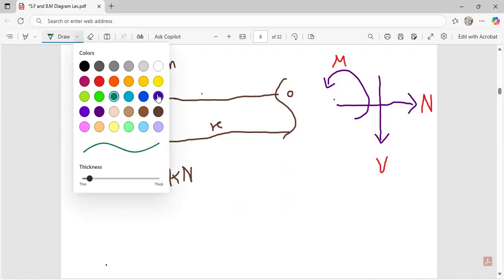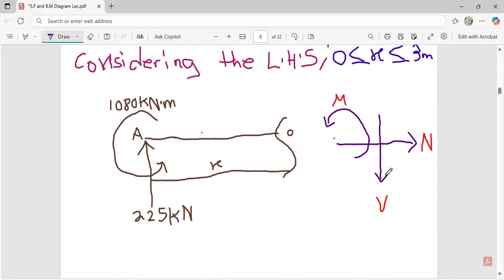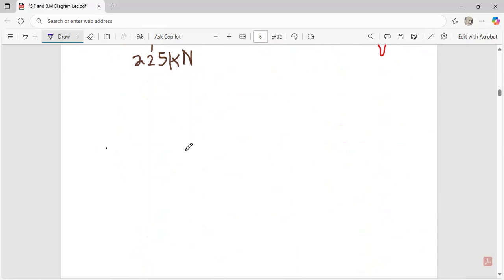So what do we do? We come and write over here shear force values. Then we proceed to solve. So here becomes my shear force value. Shear force values. If you write the shear force values, then you underline it.